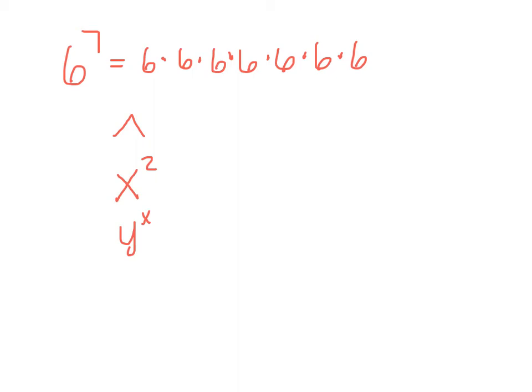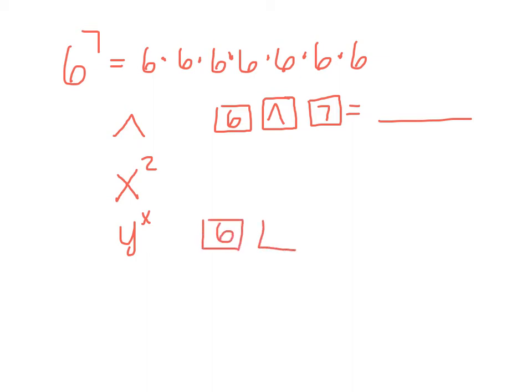So this could be push the button base 6 and then press the caret and tell it to raise it to the 7th power, and then that will equal the answer. And I don't have a calculator here, so I'm not going to do that. Or you can say 6 and then hit the y to the x power and tell it that it is raised to the 7th, and that should also calculate that for you.